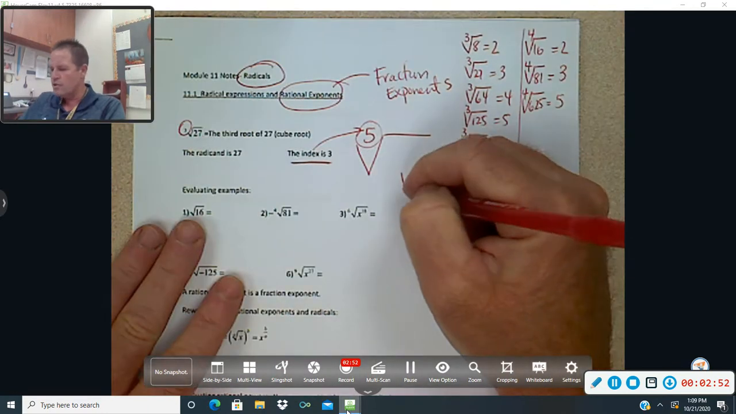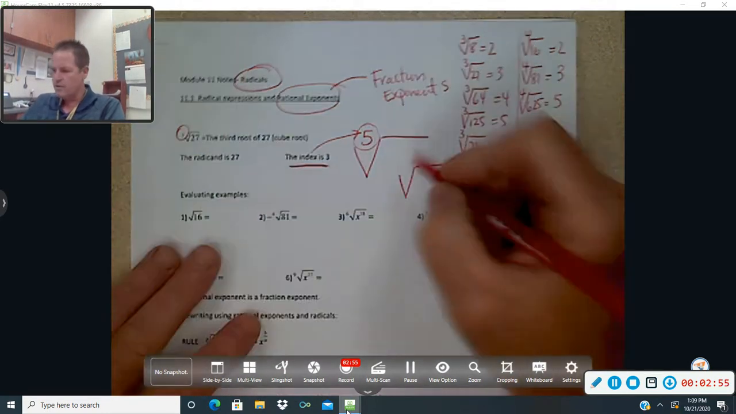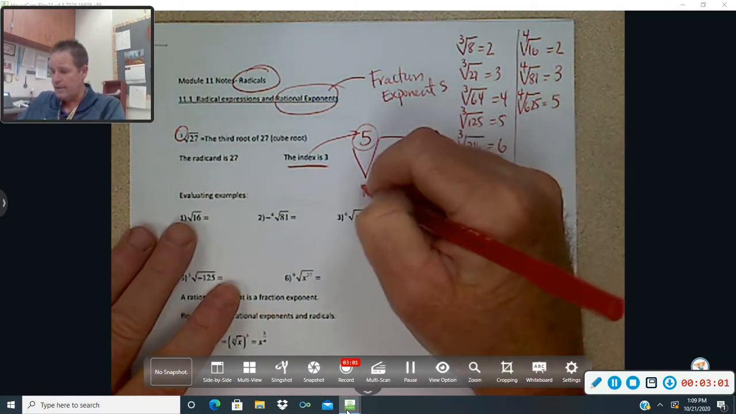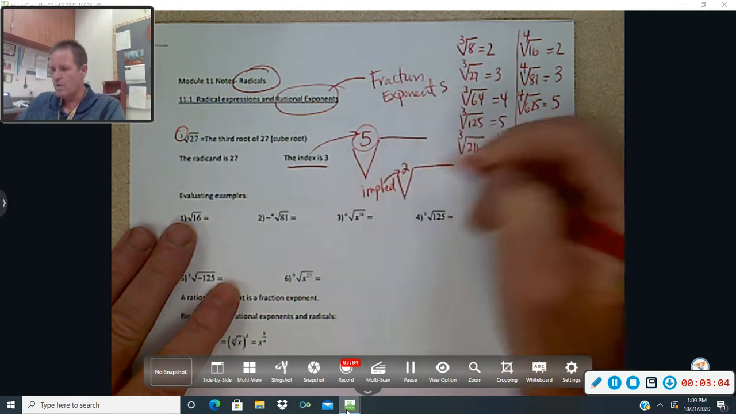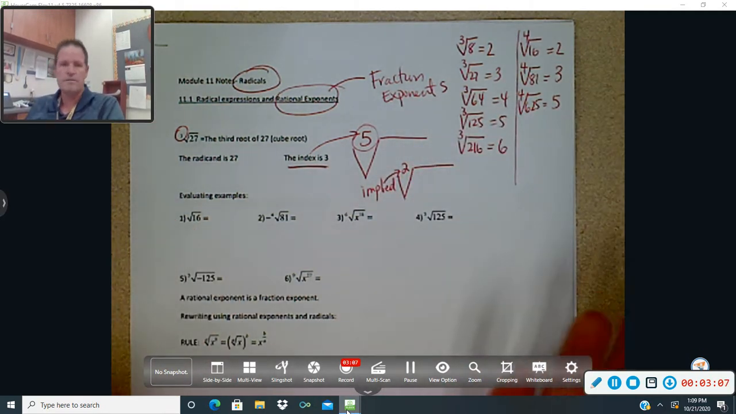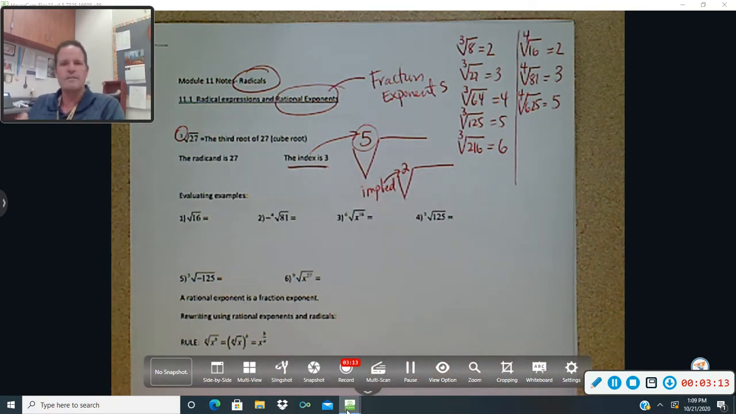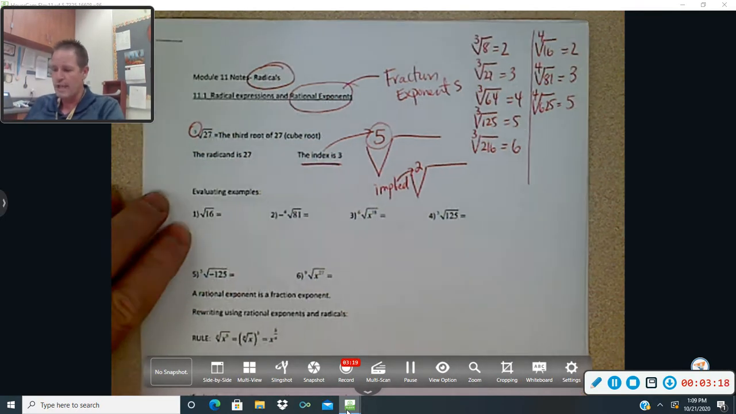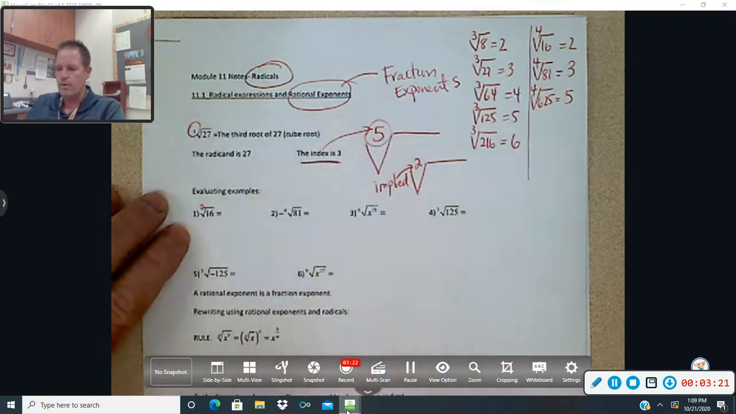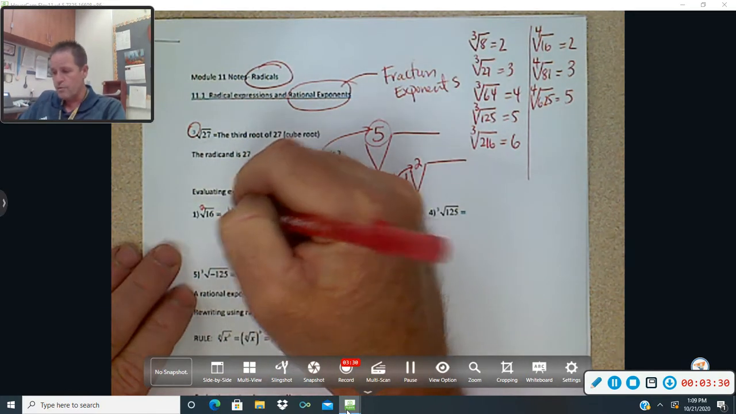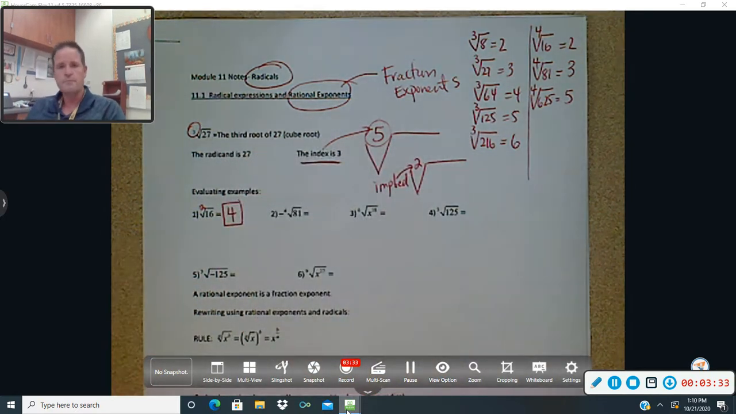Now, you need to know that square root does not have an index. Okay, you don't write the 2, although you can. It's an implied index. So if there is no 2 there, you know that it's a square root. Now, what is the importance of that number? Well, that's going to tell us the group size, the number of things multiplied together, the same number, to make that. Okay, so looking at example number 1, this is a square root. We're looking for 2 numbers multiplied together, the same 2 numbers, to make 16. Well, 4 times 4, so the square root of 16 is 4. We already knew that.